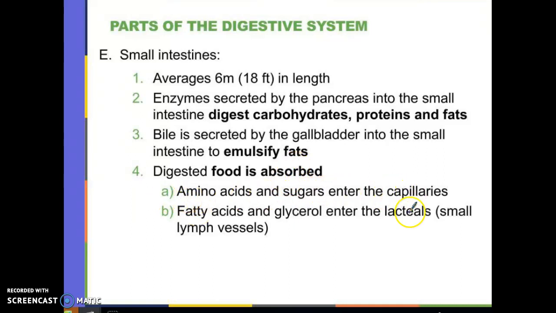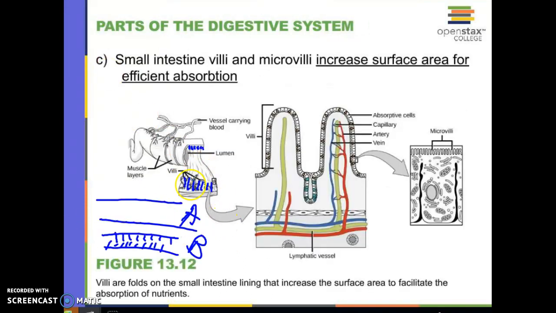Digested food then is absorbed. Amino acids and sugar enter the capillaries, the very fine blood vessels. Fatty acids and glycerol enter the lacteals, or the small lymph vessels. We'll talk more about the villi that are contained in the small intestine tomorrow.